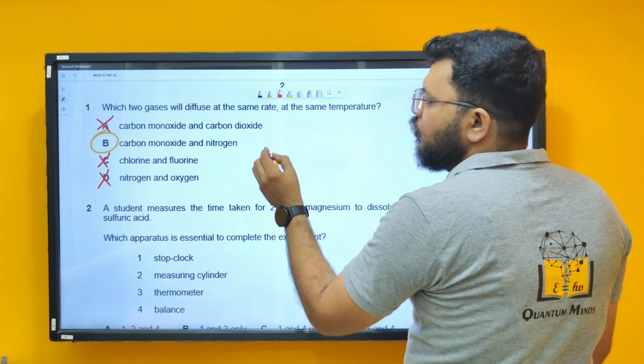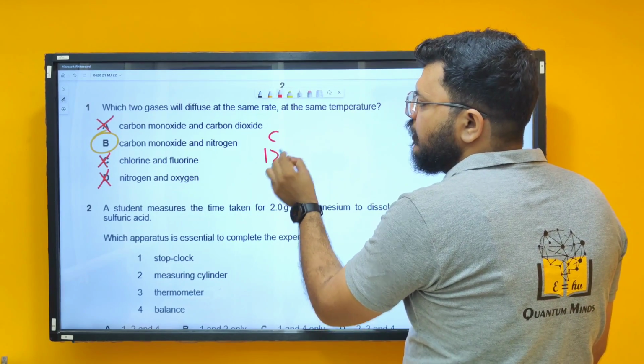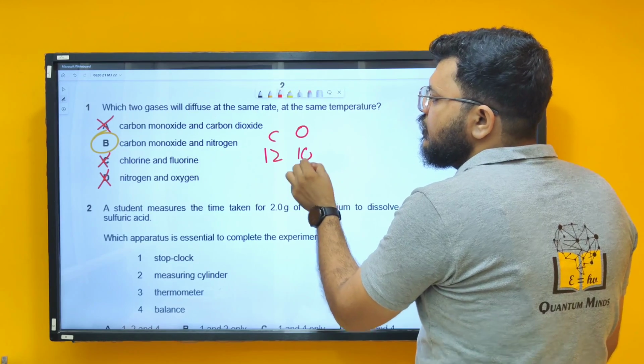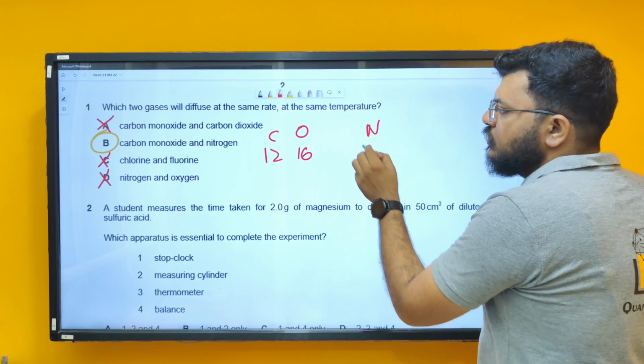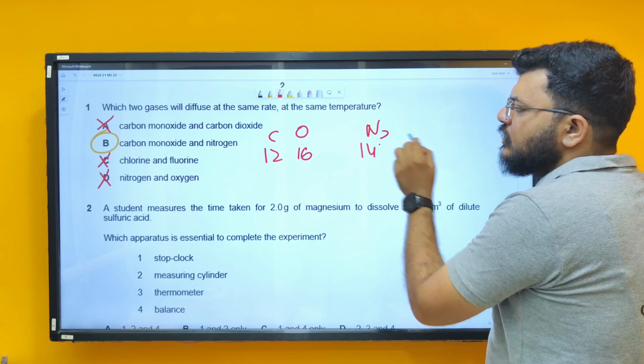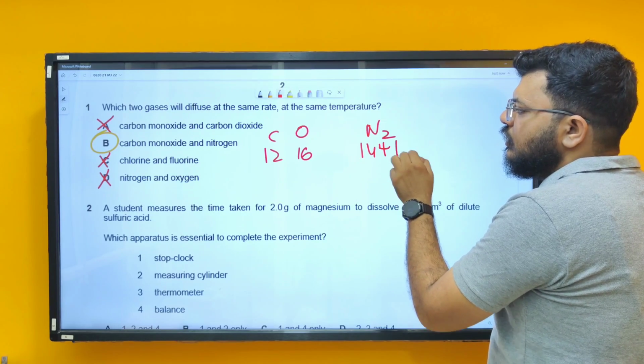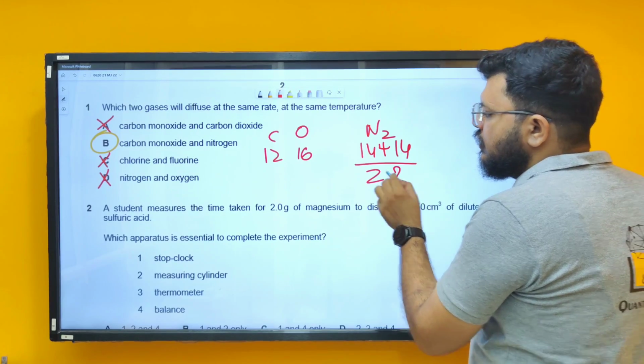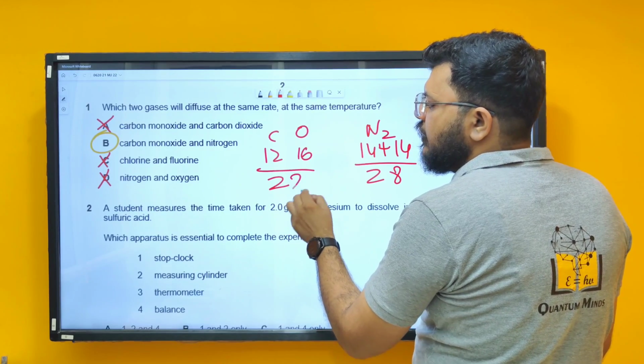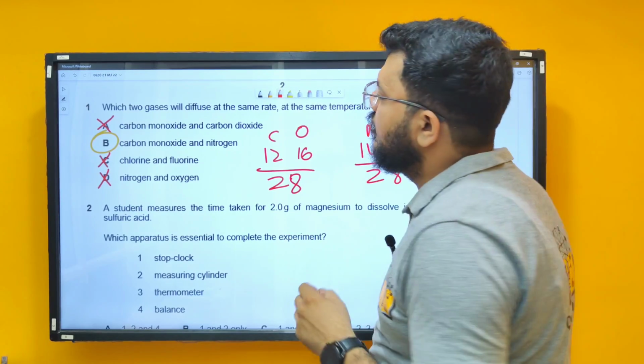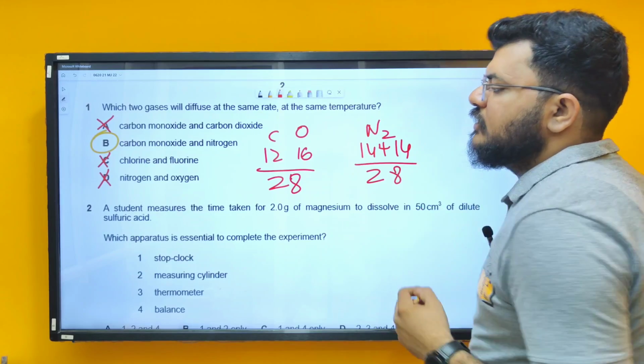Carbon monoxide: carbon has a mass of 12, oxygen has a mass of 16. Nitrogen has a mass of 14, but it is N2, so 14 plus 14. This is 28, this is also 28. So yes, B is the correct answer. Let's look at the second question.